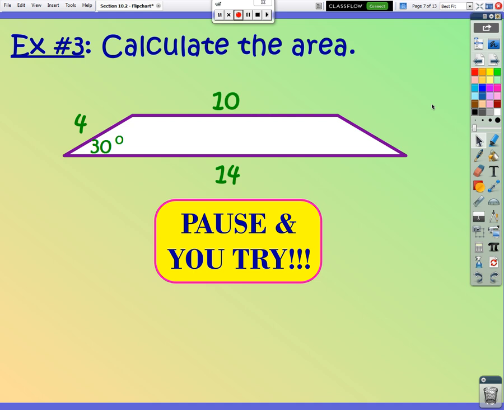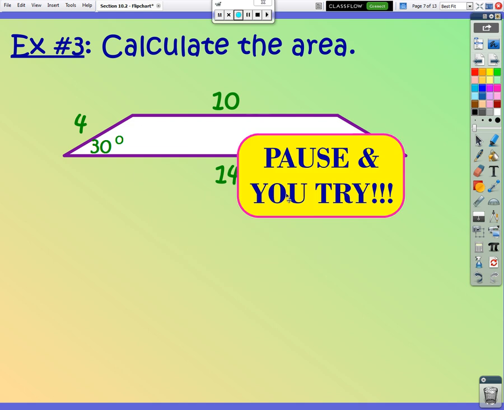All right, the last one here, I'm going to call this a pause and you try problem. So if you want to pause the video and try it on your own and then watch my solution, you can do that. Otherwise, if you don't want to try it on your own and you just want to see a third example, then here we go. So let me move this out of the way.